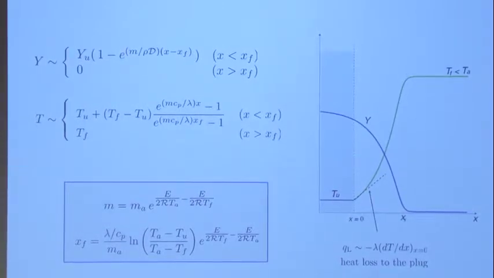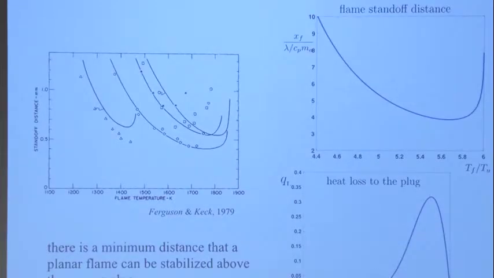It's not important. The main thing I want to illustrate here is that once you have the solution, in other words, once you have this relation, you can compute the amount of heat lost to the plug, or the amount of heat conducted to the plug. It's the slope of the temperature at x equal to 0, or proportional to the slope. So here are the results. First of all, I rewrote the expression for the flame position or the reaction sheet position, and here I plotted that as a function of the flame temperature, Tf.